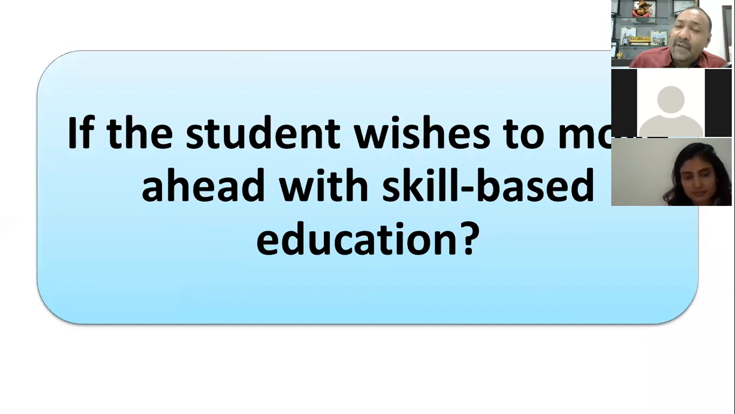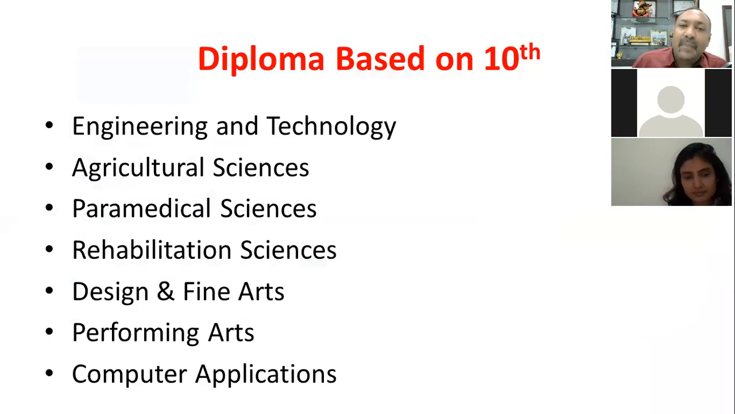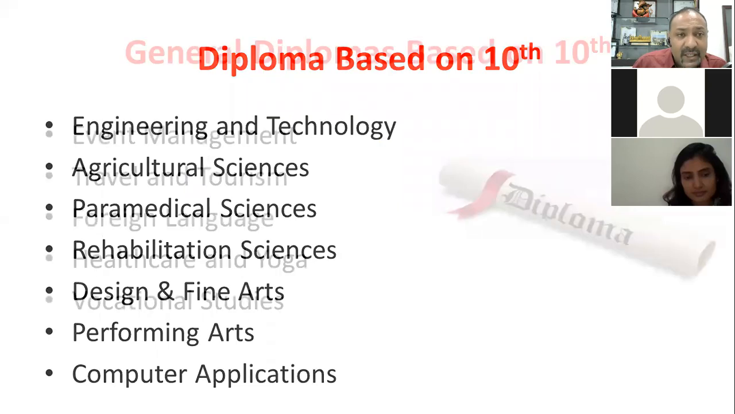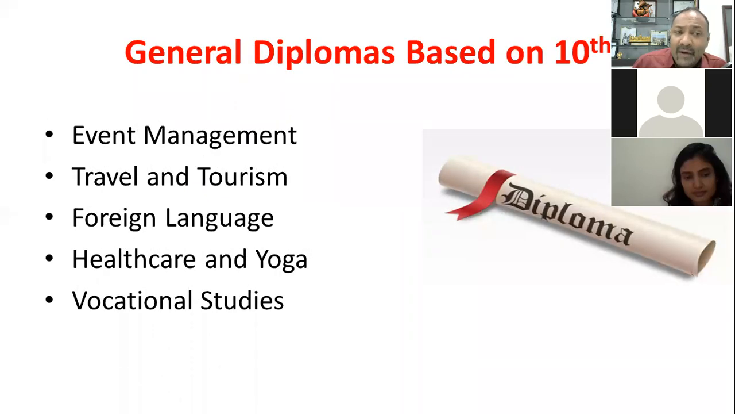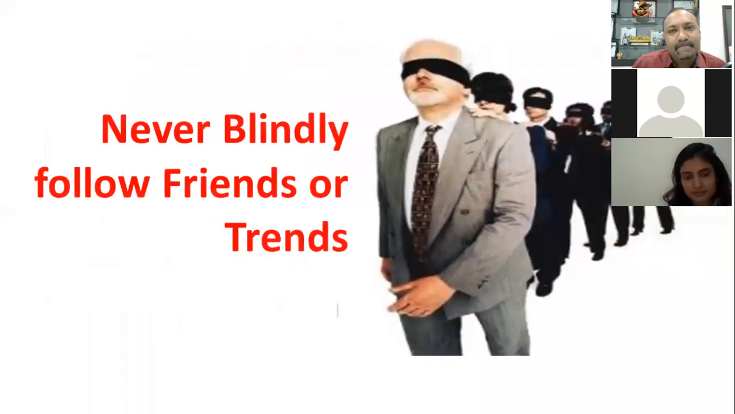Next, if you don't want to go ahead with the mainstream education, then what are the options? The options are, you could go for a skill-based education, where based on 10th, you could go for a diploma related to engineering and technology, agricultural sciences, paramedical sciences, rehabilitation sciences, design, fine arts, performing arts, computer applications, or you could go for event management, travel tourism, foreign language, healthcare and yoga, or vocational studies.